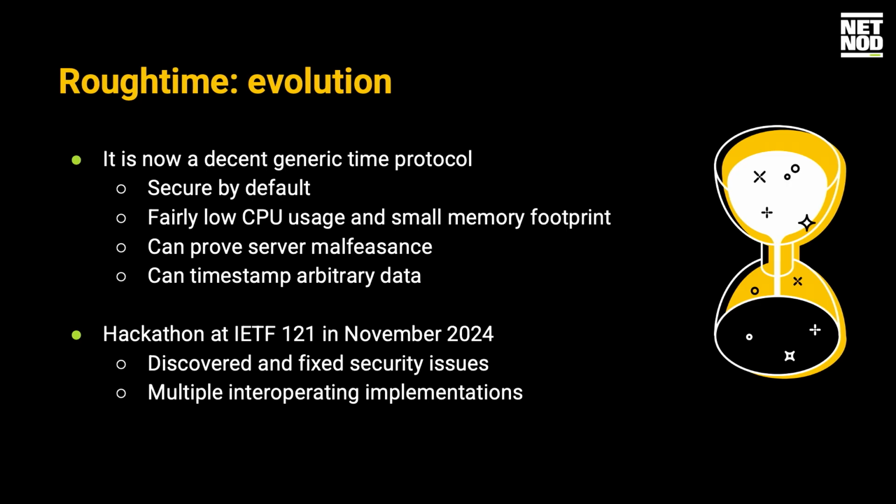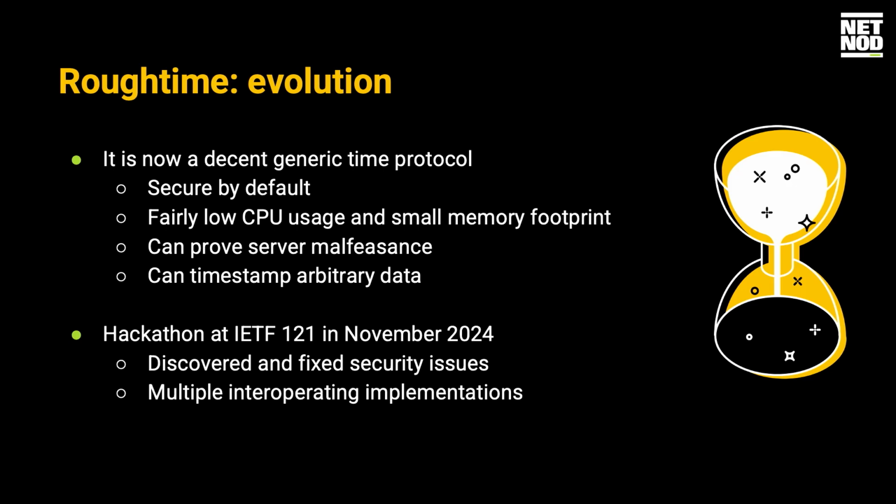So I've been dealing with Roughtime for a couple of years now, and it's evolved to the point where it's a fairly decent generic time protocol that's secure by default, that doesn't have very large CPU requirements, has a small memory footprint, and there's no state stored on servers. We can use it to prove if a server does something bad, even just once. And we can use it to timestamp arbitrary data.